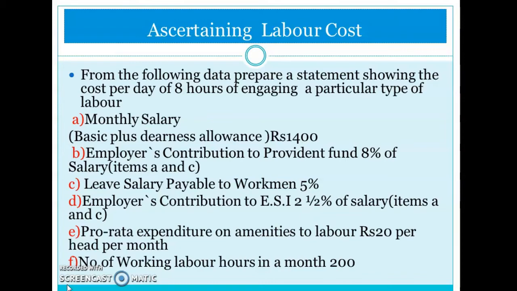It was given that the monthly salary, basic plus DA allowances, is rupees 1400. Second, employees' contribution to provident fund is 8% of salary. Leave salary payable to workmen is 5%. Employer contribution to ESI is 2.5% of salary. Pro rata expenditure on annuities to labor is rupees 20 per head per month. And the number of working labor hours in a month is 200.